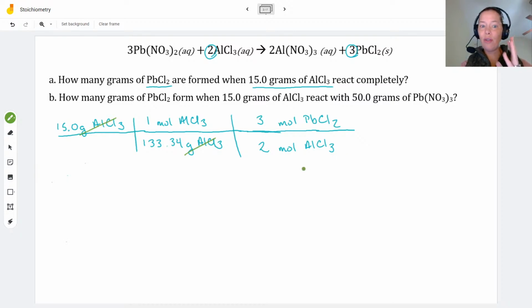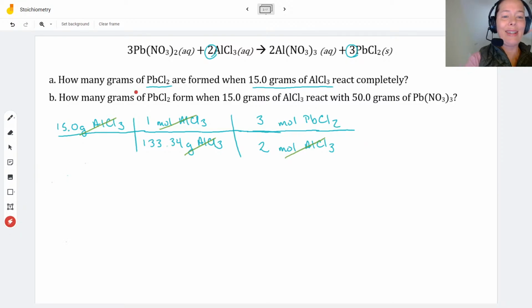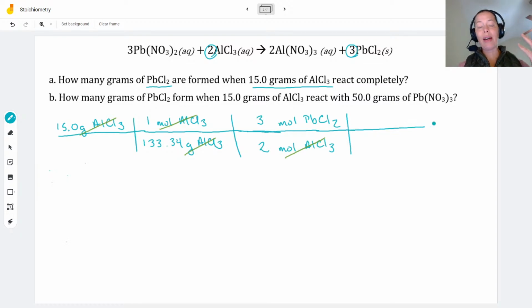Okay, so at this point, units, my moles of aluminum chloride have canceled, and I now have moles of lead chloride. So I've used my mole ratio to convert from one molecule, aluminum chloride, to another molecule, lead chloride. But my problem didn't ask me for moles. My problem asked me for grams. So I need grams of lead chloride. Right now I have moles of lead chloride. So I have one more conversion factor, or one more step, you could think about it. And I want to convert from moles of lead chloride to grams of lead chloride.